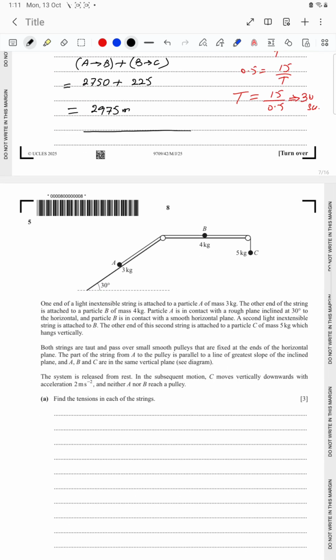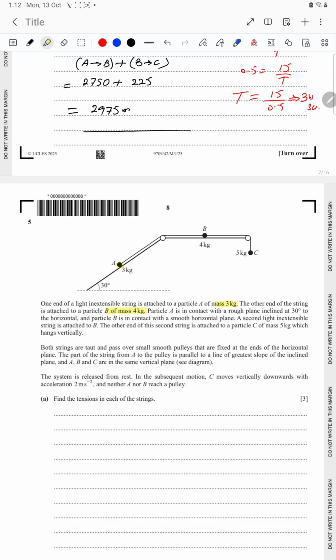Yes, connected particles, a very interesting question. Another challenging question for most of the students. Let's read the question. In such connected particles, you need to comprehend the statement very carefully because all your results will fall in between. So here it's given one end of a light inextensible string is attached to the particle A of mass 3 kg. Okay, here this one is 3 kg. The other end of the string is attached to the particle B of mass 4 kg. Okay, mass B is 4 kg.